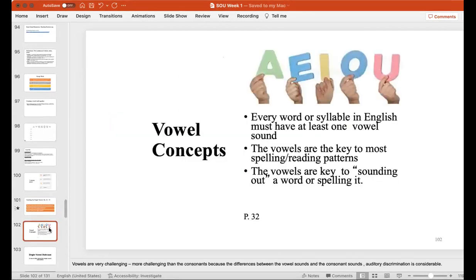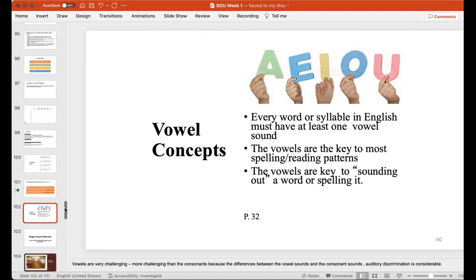Here are some other important things about vowels. Every word and every syllable in the English language must have at least one vowel sound. If a word has more than one syllable, it can have more than one vowel sound. The vowels are key to most of the spelling patterns, and they're also key to being able to sound out or spell a word accurately.